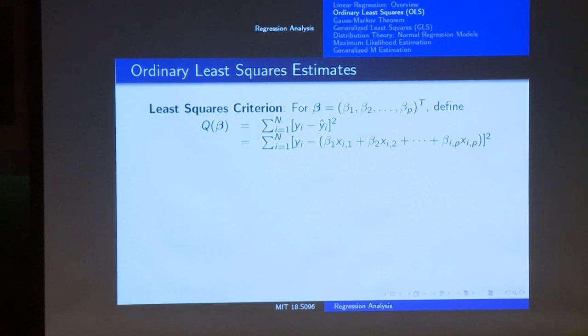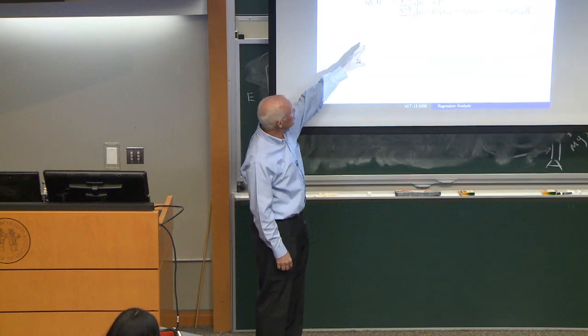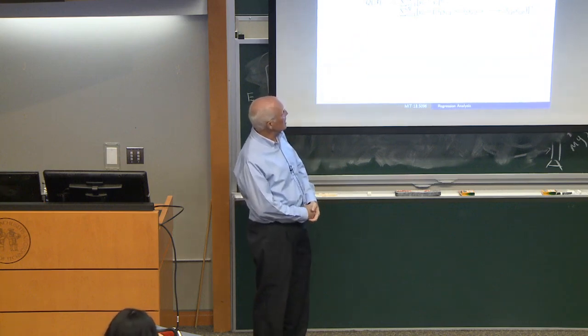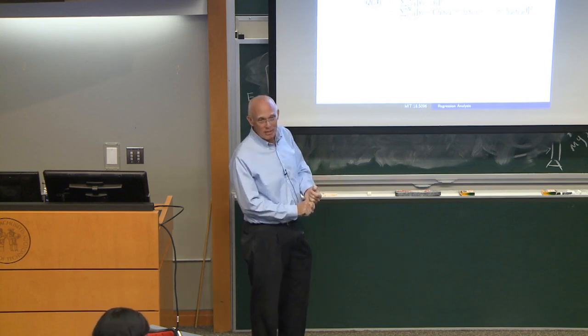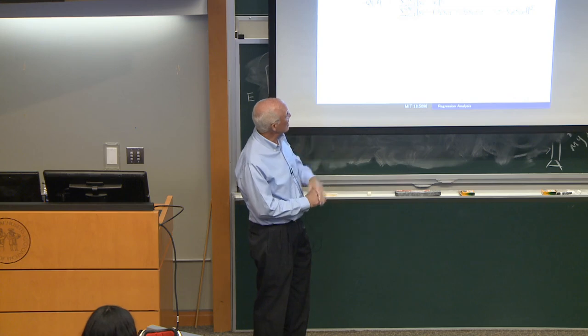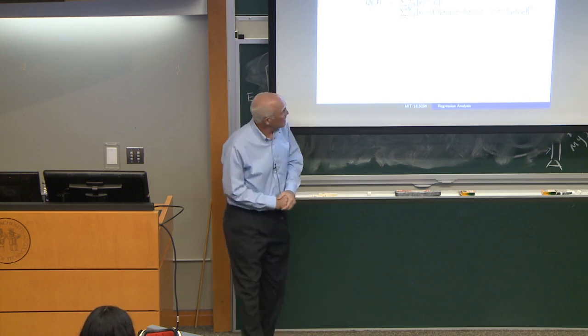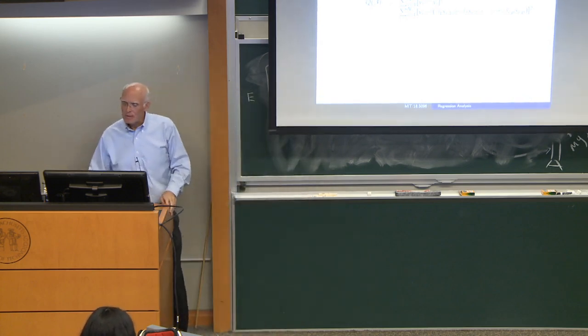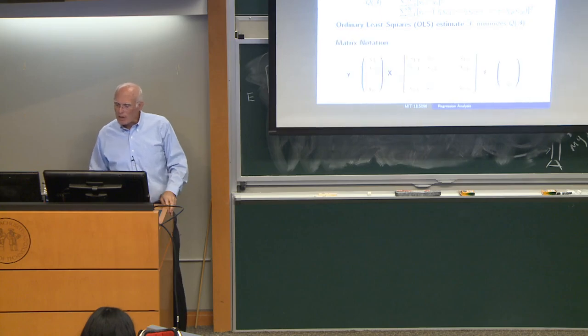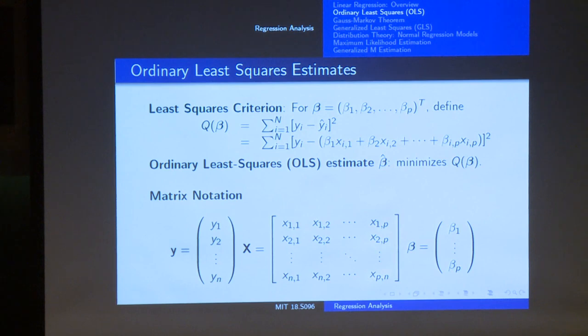Okay, the least squares criterion is, for a given regression parameter beta, which is considered to be a column vector, so I'm taking the transpose of a row vector. The least squares criterion is to take the sum of squared deviations of the actual value of the response variable from its linear prediction. So y_i minus y hat i, where we plug in for y hat i the linear function of the independent variables, and square that. And the ordinary least squares estimate, beta hat, minimizes this function.